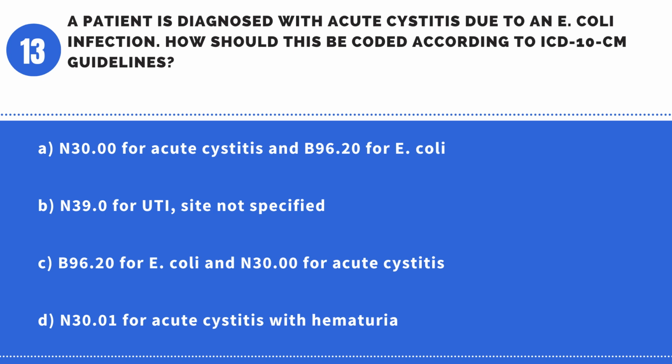A. N30.00 for acute cystitis and B96.20 for E. coli. B. N39.0 for UTI, site not specified. C. B96.20 for E. coli and N30.00 for acute cystitis. D. N30.01 for acute cystitis with hematuria.